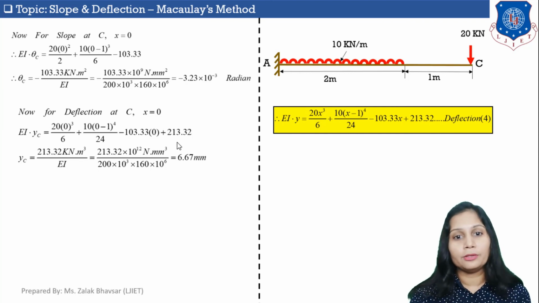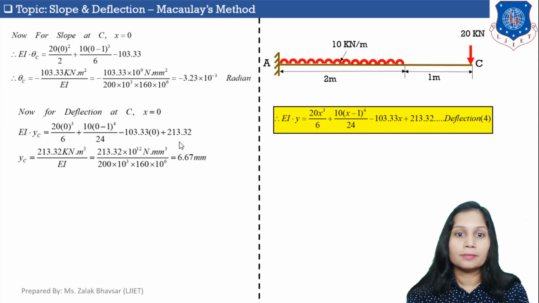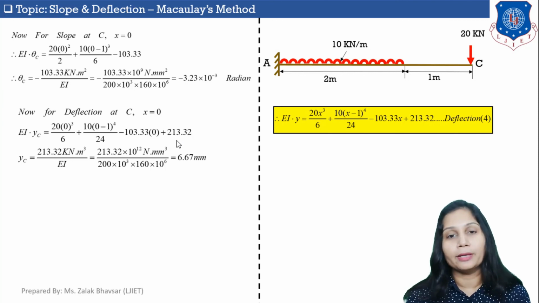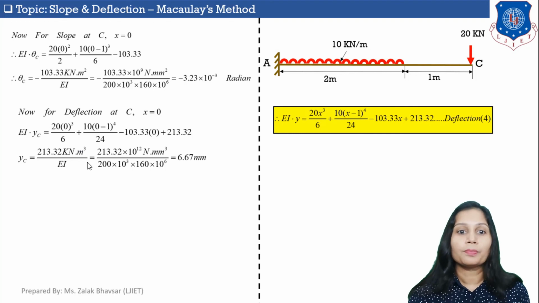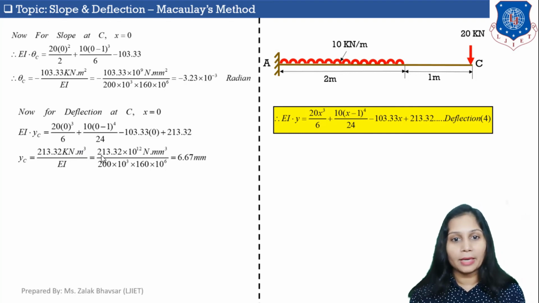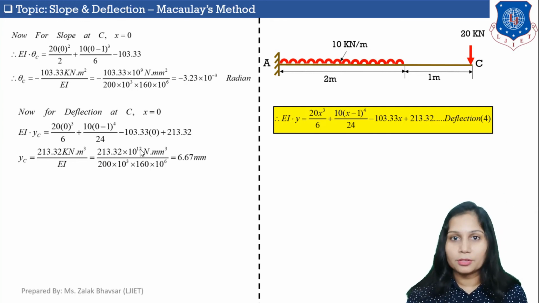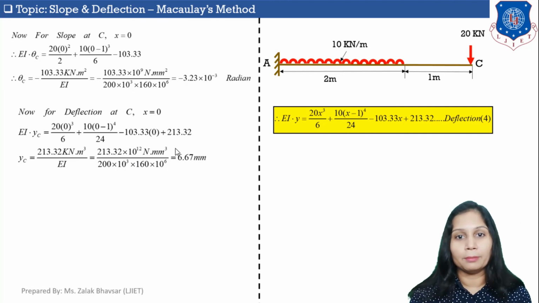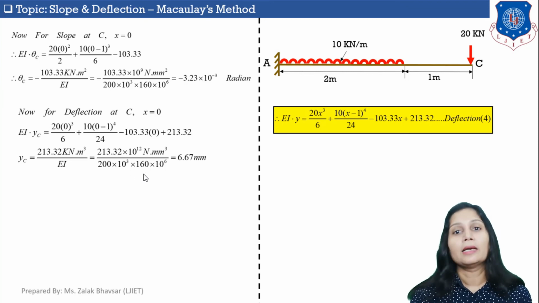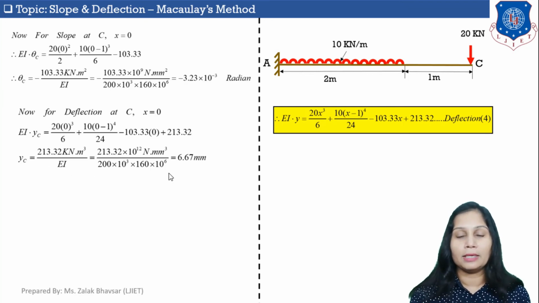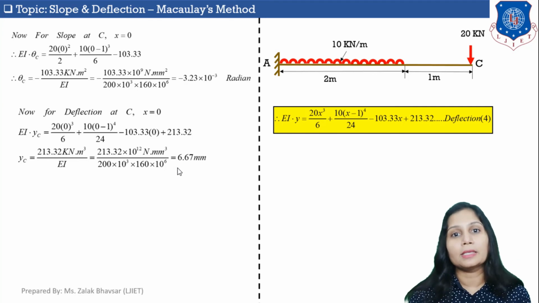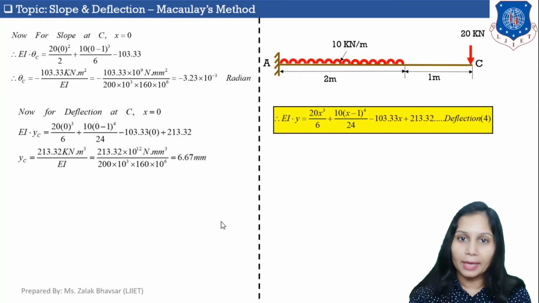Now 213.32 is in kilonewton into meter cube. If we need to convert it into newton into mm cube, then 213.32 into 10 raised to 12 newton into mm cube, upon the value of E, which is 200 into 10 raised to 3, and the value of I, which is 160 into 10 raised to 6. So it is equal to 6.67 mm.